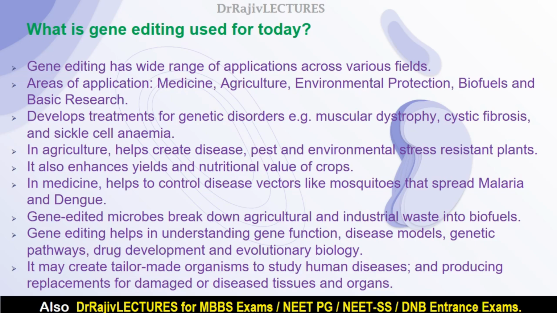The gene editing is used to manage harmful species and control disease vectors like mosquitoes that spread malaria and dengue. This can help protect ecosystems and reduce the transmission of diseases in humans and crops both. Gene edited microbes break down agricultural and industrial waste into biofuels. This not only provides a renewable energy source but also helps in waste management and environmental protection.